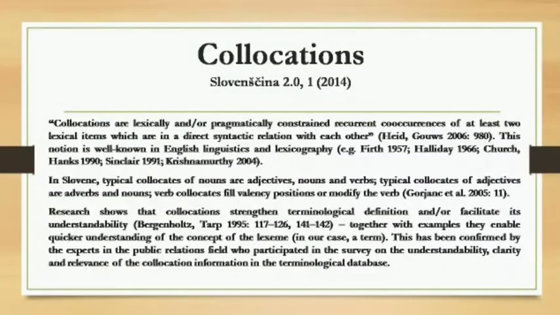Collocations are lexically and/or pragmatically constant, recurrent co-occurrences of at least two lexical items which are in a direct syntactic relation with each other. This notion is well known in English linguistics and lexicography. In Slovene, typical collocations of nouns are adjectives, nouns, and verbs. Typical collocates of adjectives are adverbs and nouns. Verb collocates fill valency positions or modify the verb.